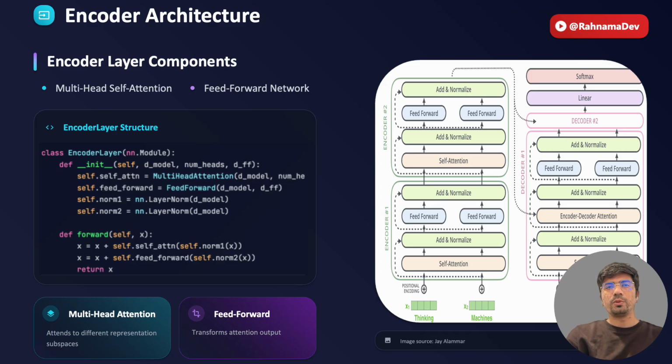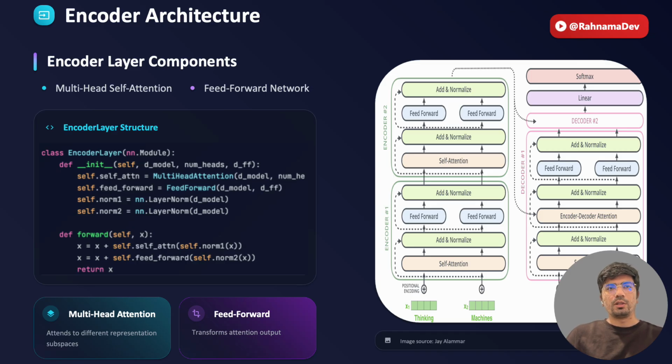After self-attention, the output passes through a feed-forward neural network. This is a simple two-layer neural network with a ReLU activation in between. While self-attention handles the relationship between words, the feed-forward network processes each position independently. Think of it this way. Self-attention gathers information from across the sequence, while the feed-forward network transforms this information to learn more complex patterns. These two components work together. Self-attention brings in context, and the feed-forward network processes it.